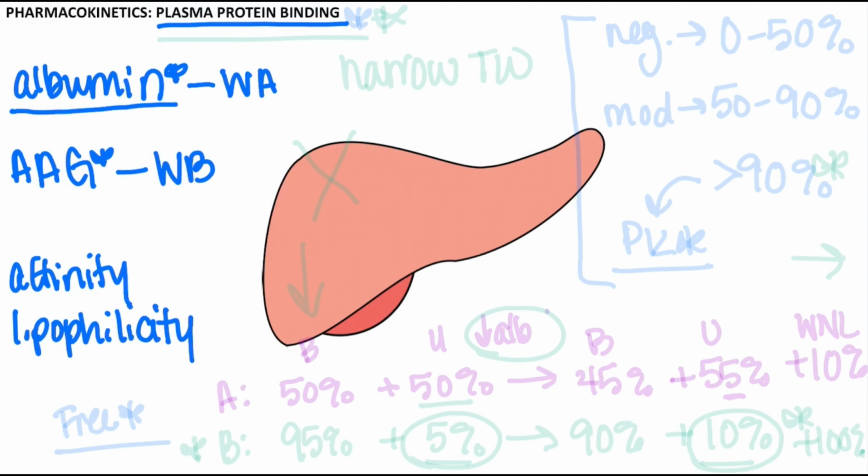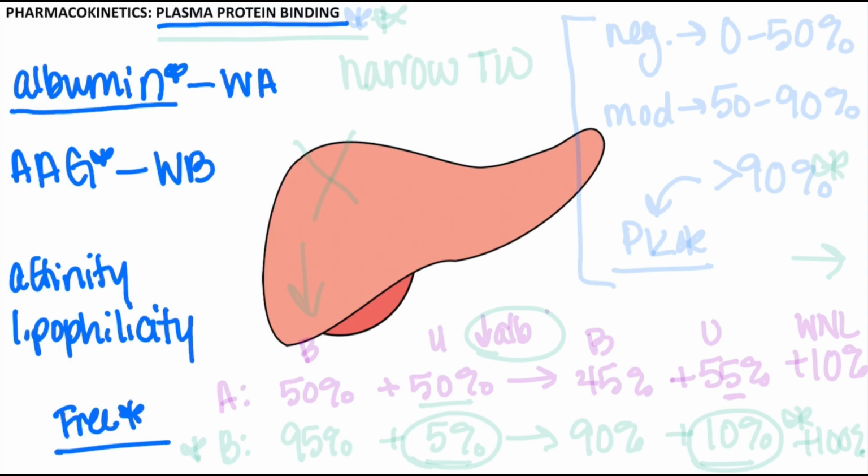But an important takeaway is that free or unbound drug is able to elicit therapeutic and toxic effects. It is able to be metabolized and be excreted, whereas bound drug is sort of protected from removal from the body by that protein, but it also can't elicit any effects and bind its target receptors.